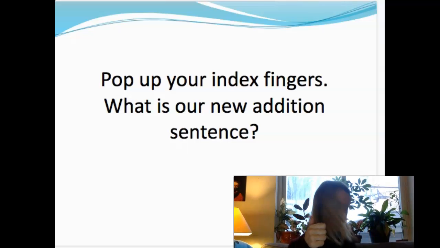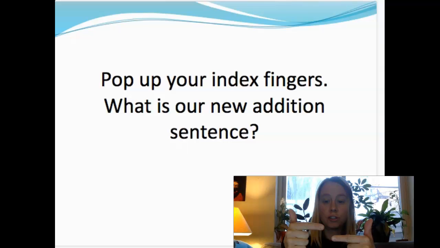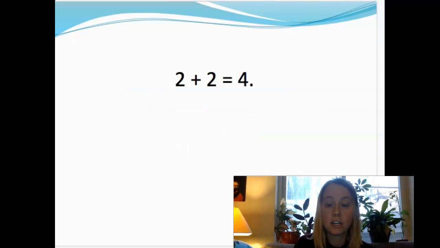Now, your thumbs stay up. We're going to pop our index fingers up. So now what equation do we have? 2 plus 2 equals 4. Good job. Add that to your list. 2 plus 2 equals 4.